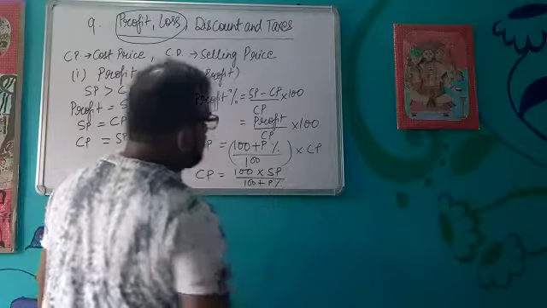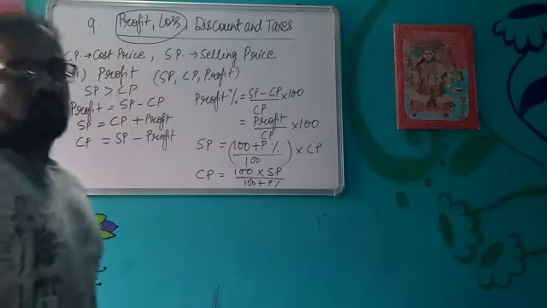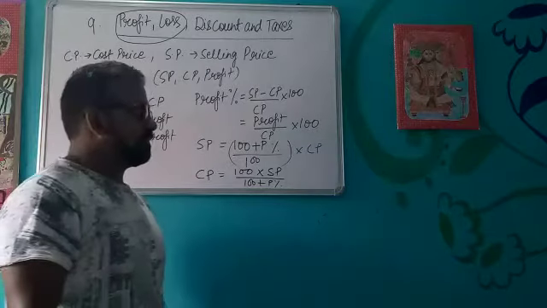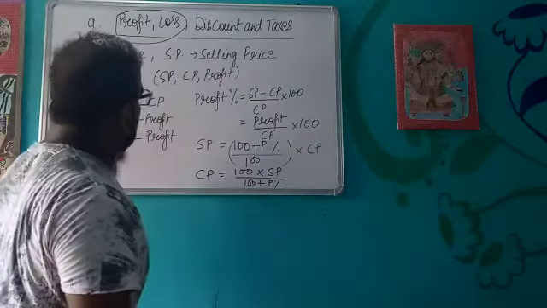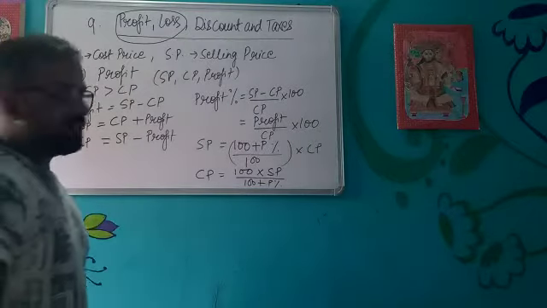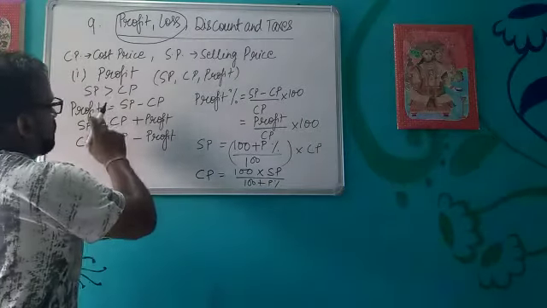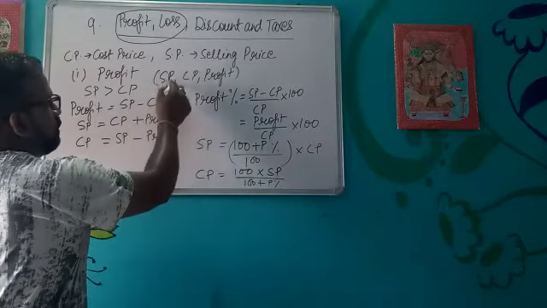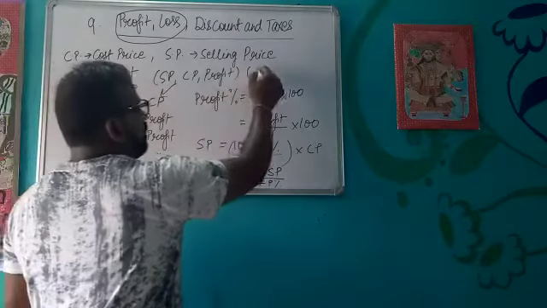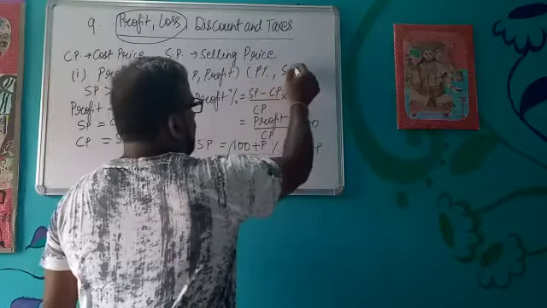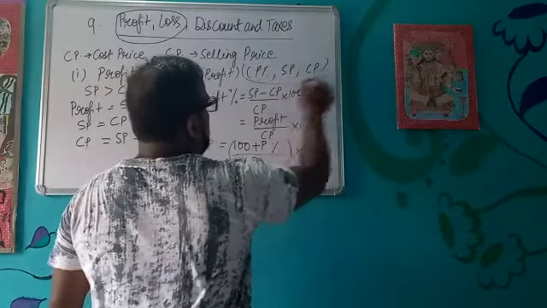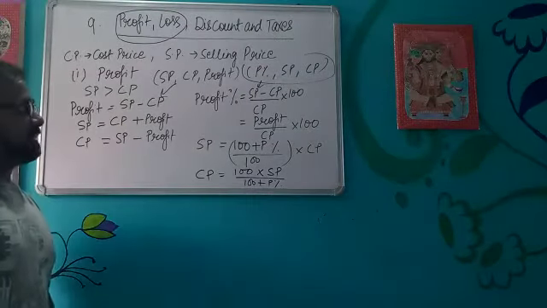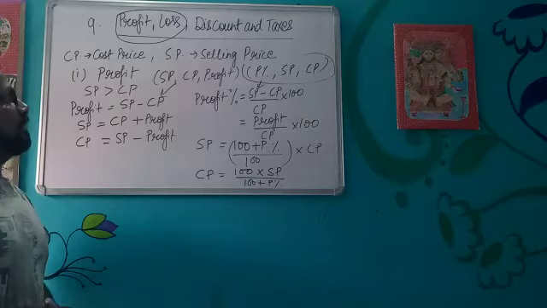Like this we will be using the formulas, or we will try to calculate the things straight away without using the formula. But you try to understand these formulas and learn these formulas for profit. When profit, SP and CP are given, you will use this formula, and when profit percent, SP and CP are given, you will use these set of formulas. Next we will discuss loss.